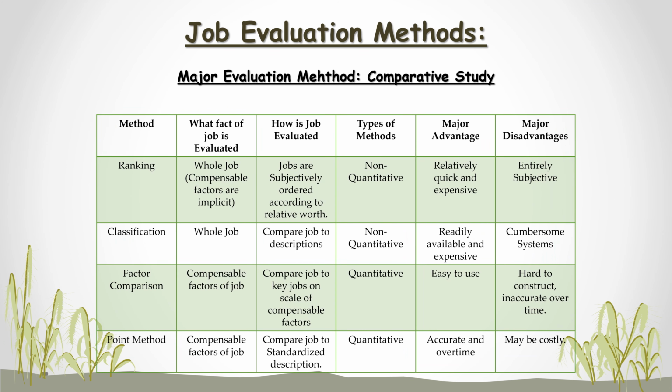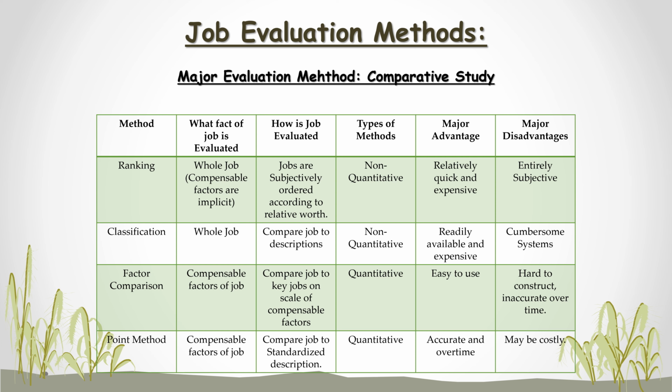Method. What facet of job is evaluated? How is job evaluated? Types of methods. Major advantage. Major disadvantage. Ranking. Whole job. Jobs are subjectively ordered according to relative worth. Non-quantitative. Relatively quick and inexpensive. Entirely subjective. Classification. Whole job. Compare job to descriptions. Non-quantitative. Readily available and inexpensive. Cumbersome systems.